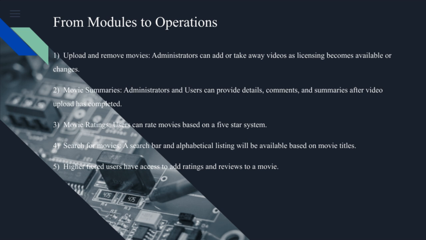To begin, one of the core functionalities for admins is the ability to upload movies and remove them. This capability is crucial as licensing agreements often change and administrators need to be able to manage the content library accordingly. For example, if a new license is secured for a movie, the admin can quickly upload it to make it available to users. Similarly, if a license expires, they can easily take down the movie to comply with legal requirements.